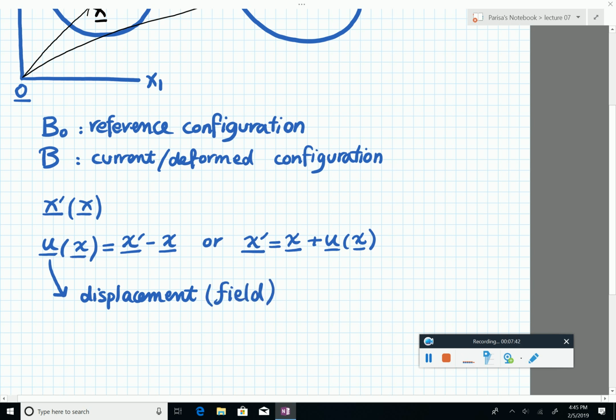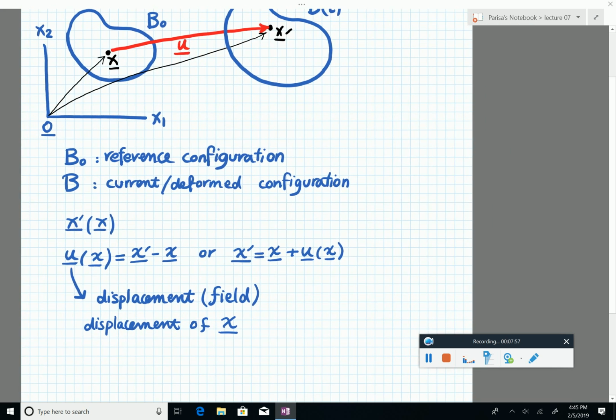If you are talking about point X, would be like displacement of point X. Does this tell us anything about deformation or a strain? Because you are all familiar with the strain and deformation. This is not the first time you hear about it, I hope. Right?